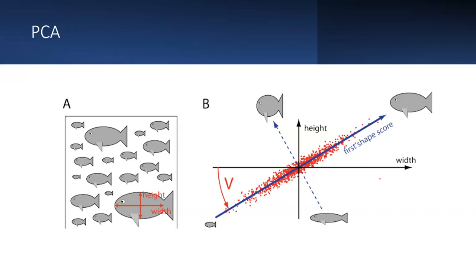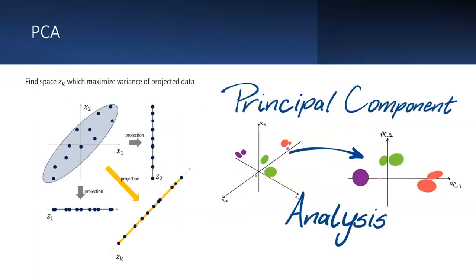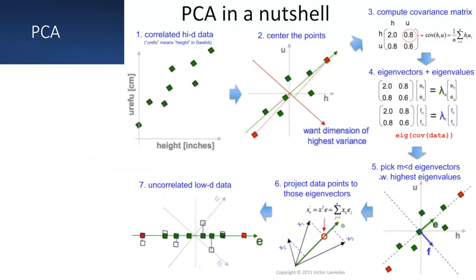Now here we can say width and height of the different fish, right? We can see their different dimensions, width and height, and accordingly we can reduce the dimensionality and find the space that maximizes the variance of the projected data. Then we have these values with the different dimensions, x, y, and z.